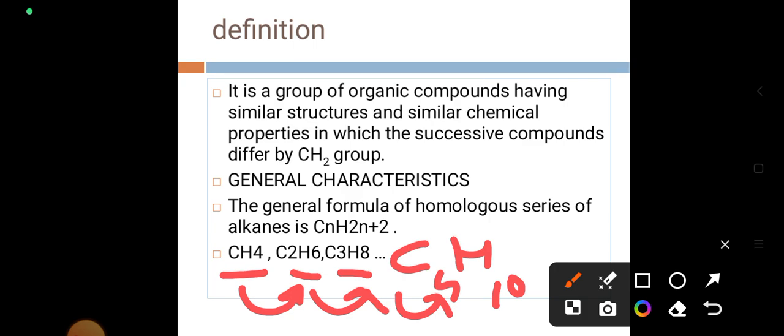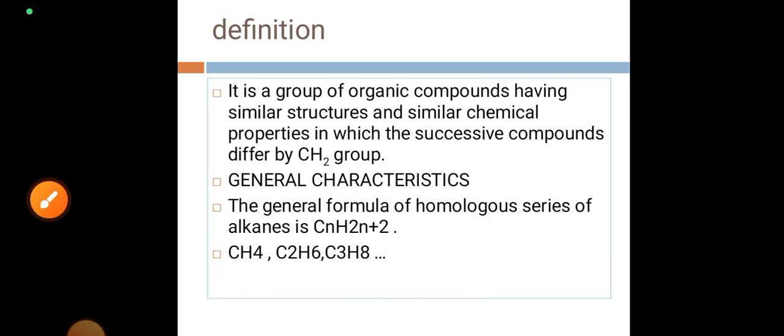So I can call CH4, C2H6, C3H8, C4H10 and so on a homologous series because, first of all, they differ by a CH2 unit, and the second thing is that they have similar chemical properties. All alkanes will have similar chemical properties, and they also possess similar structures because they are all made up of carbon and hydrogen, that is, hydrocarbons.